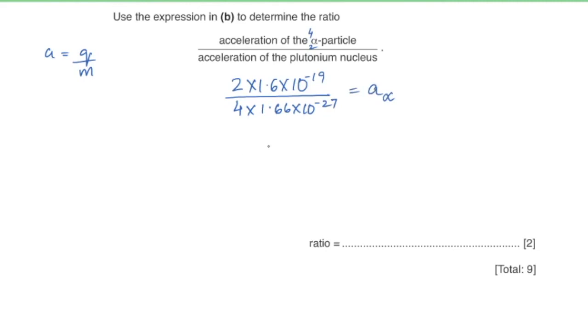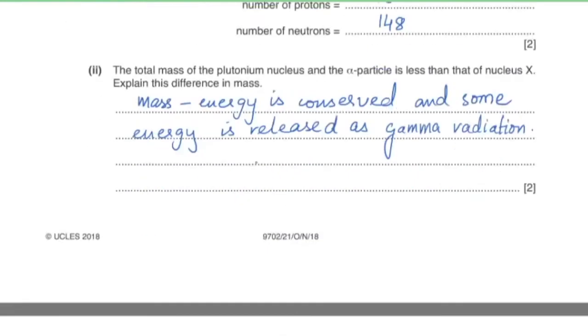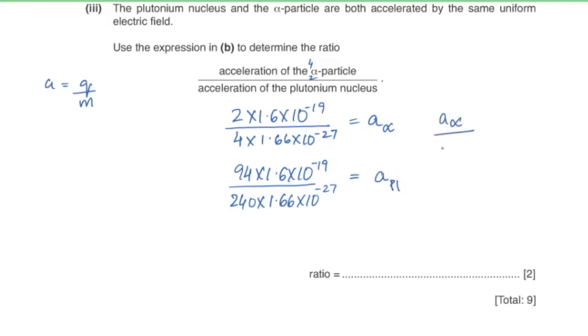Now acceleration for the plutonium nucleus. Plutonium has a notation of 240 and 94. So 94 into 1.6 into 10 to the power of negative 19 divided by 240 into 1.66 into 10 to the power of negative 27. This is the acceleration for the plutonium nucleus. Now we'll divide a alpha by a plutonium. So we get a ratio of 1.28.